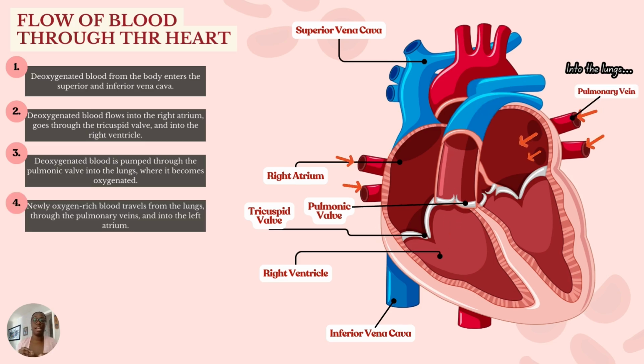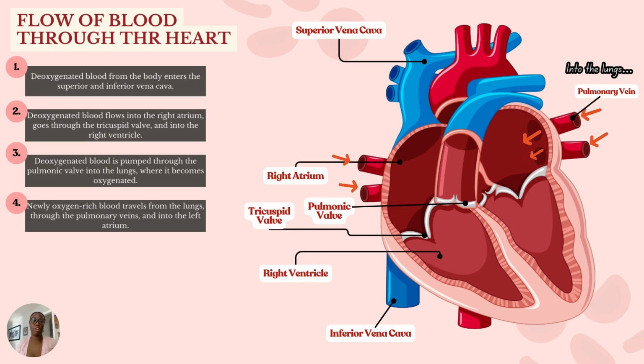So deoxygenated blood entered the lungs, a gas exchange occurred, and now that blood has become oxygenated. So that newly oxygen-rich blood then travels from the lungs through the pulmonary veins, and it's dumped into the left atrium. And notice how the pulmonary veins are red. That is because the blood traveling through it is now newly oxygenated. I also want you to take note that in the diagram of the heart where you see the arrows pointing, the pulmonary veins are both on the right and the left side.